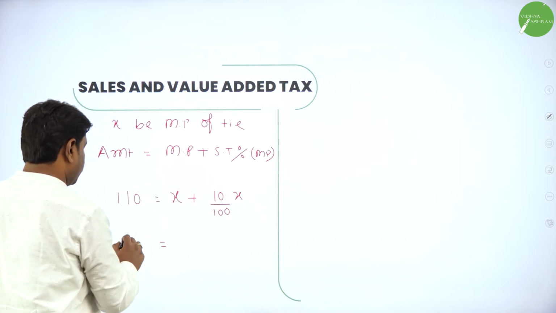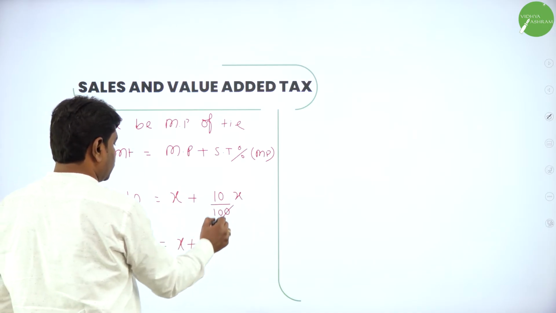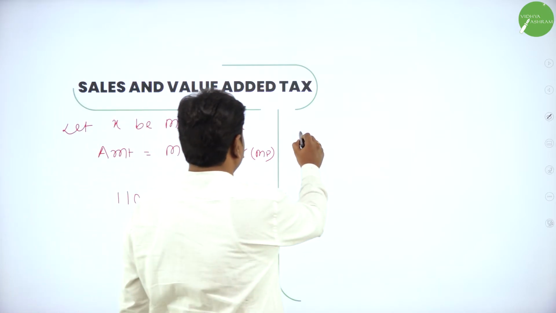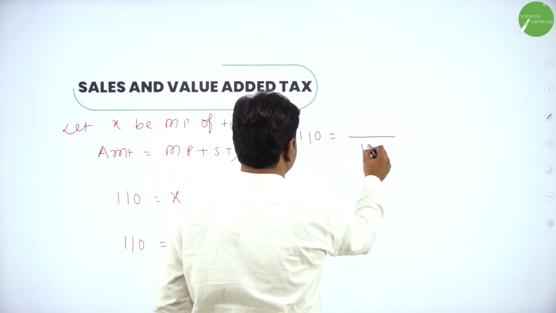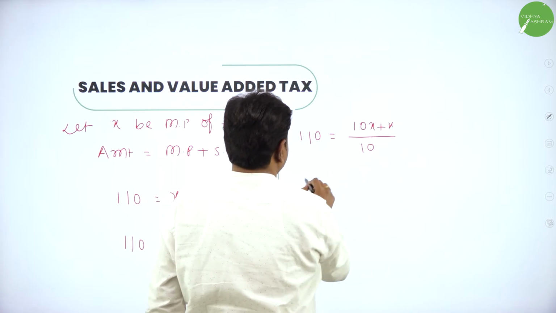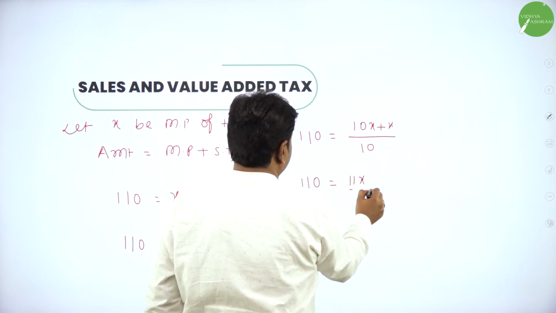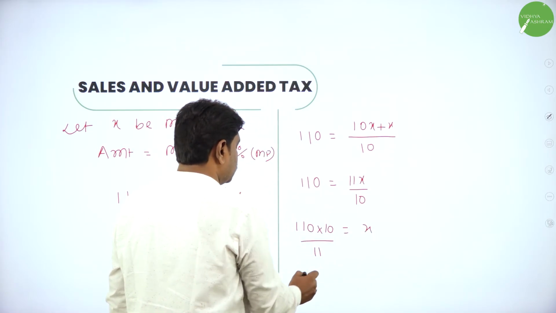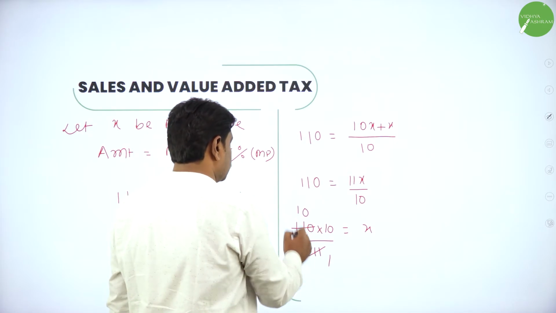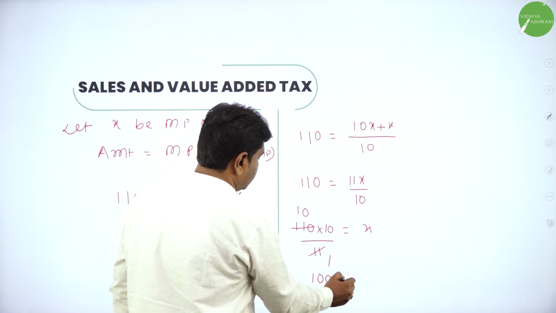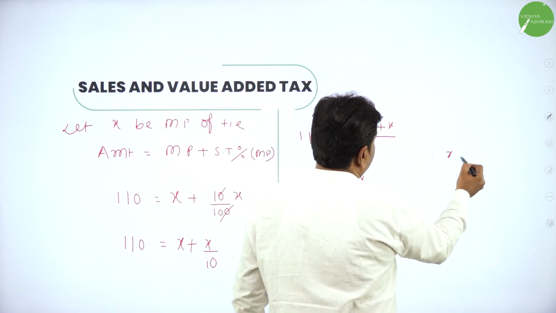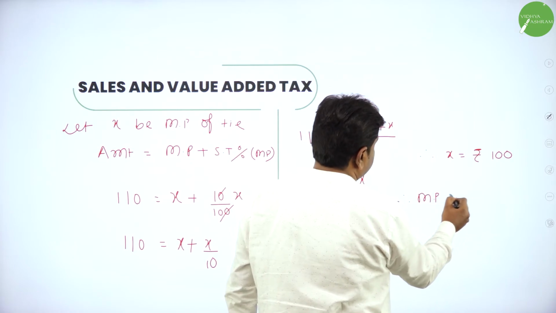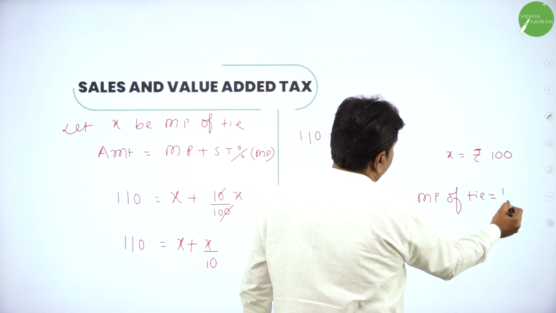Further you can simplify: 110 is equal to X plus, canceling the zeros, X by 10. Now simplify this. If you take the LCM 10, you get 110 is equal to 10X plus X, so 110 is equal to 11X by 10. Rearranging, X is equal to 110 into 10 divided by 11. 11 ones are 11, so 10 into 10 is 100. So you will get X as 100. Therefore, the market price or printed price of the tie is 100 rupees.